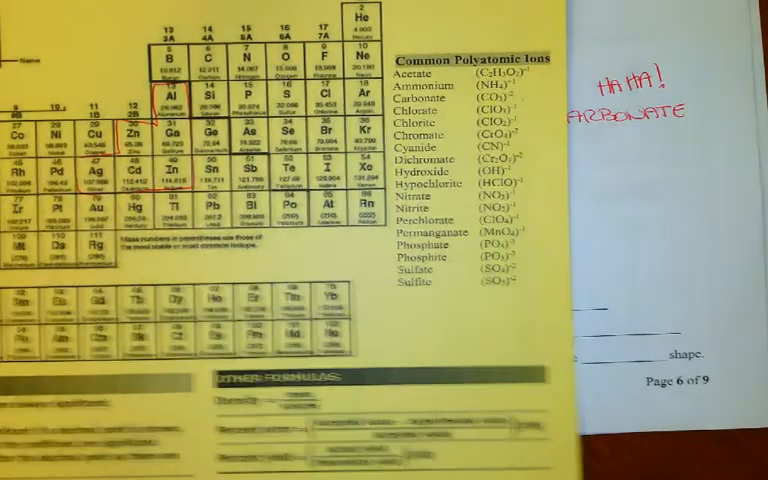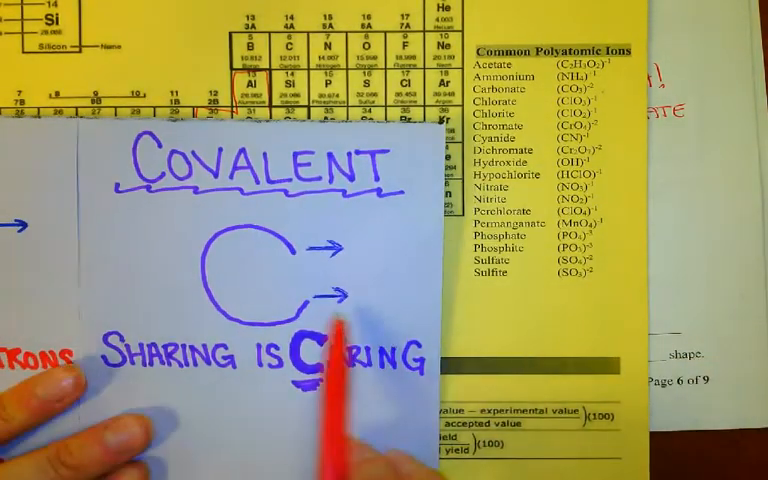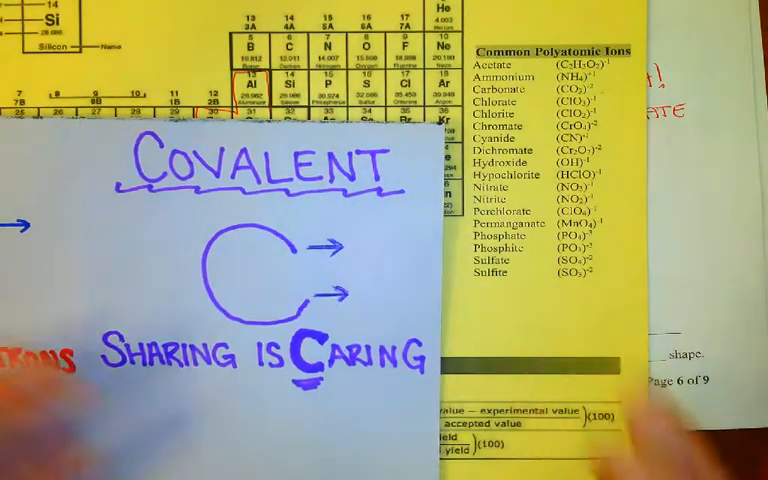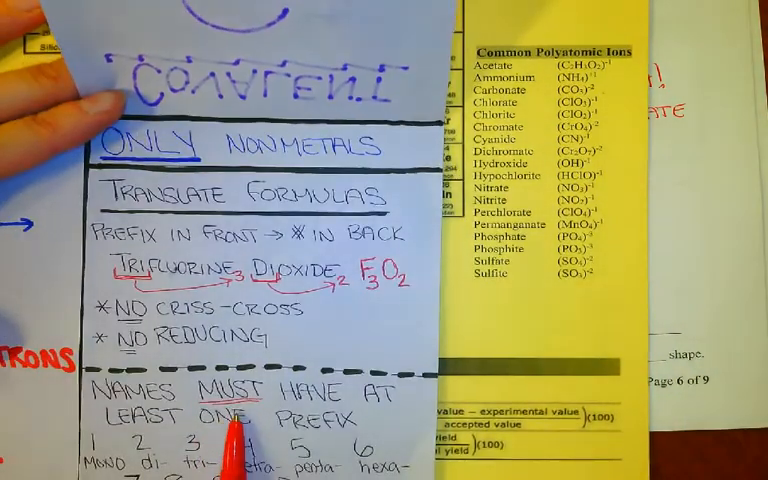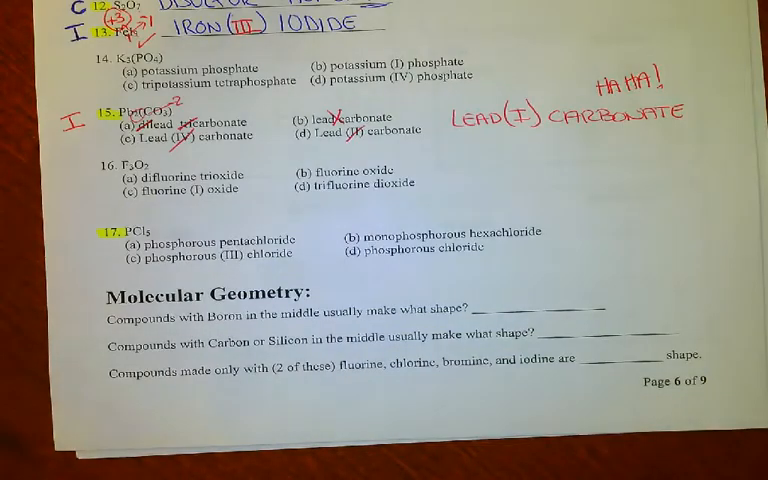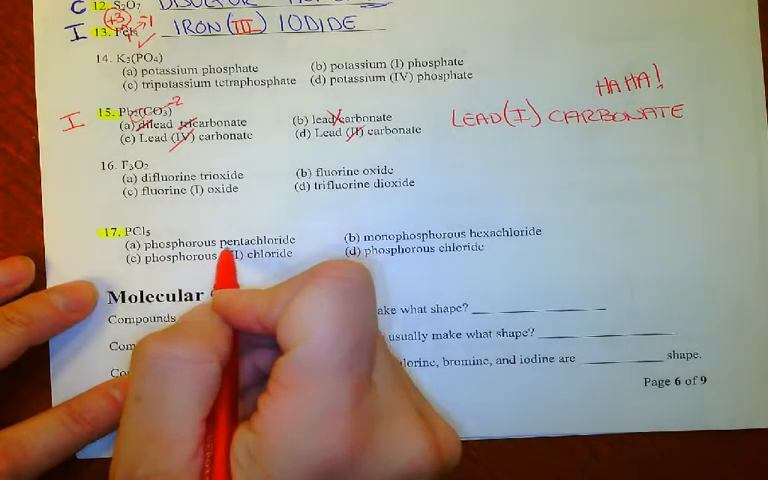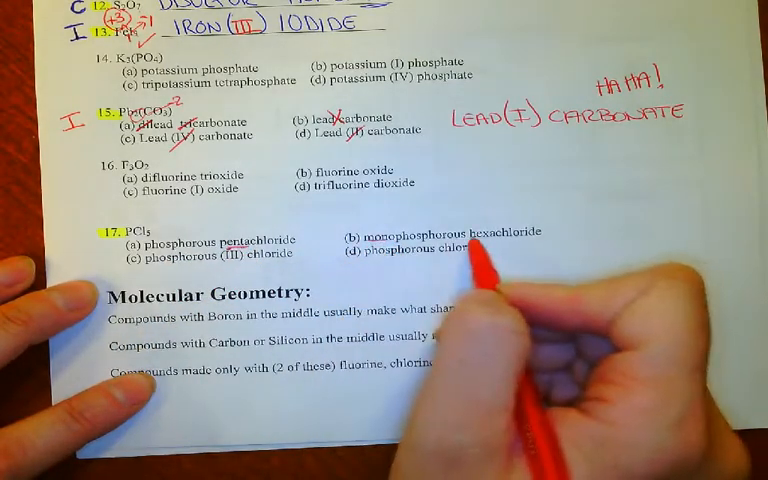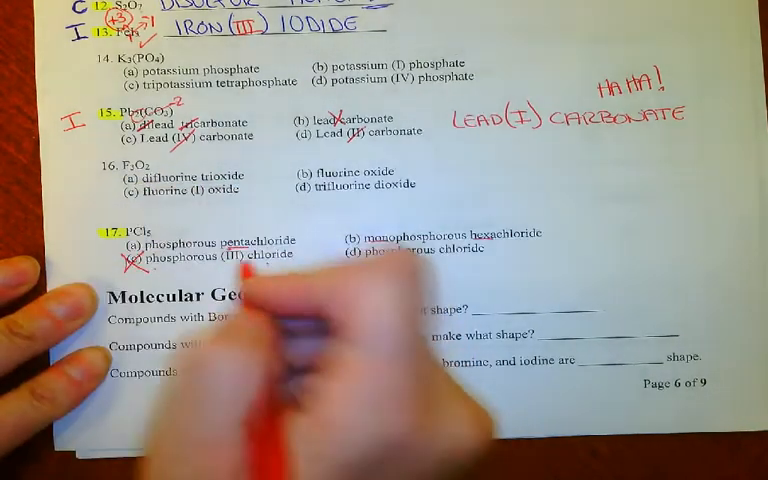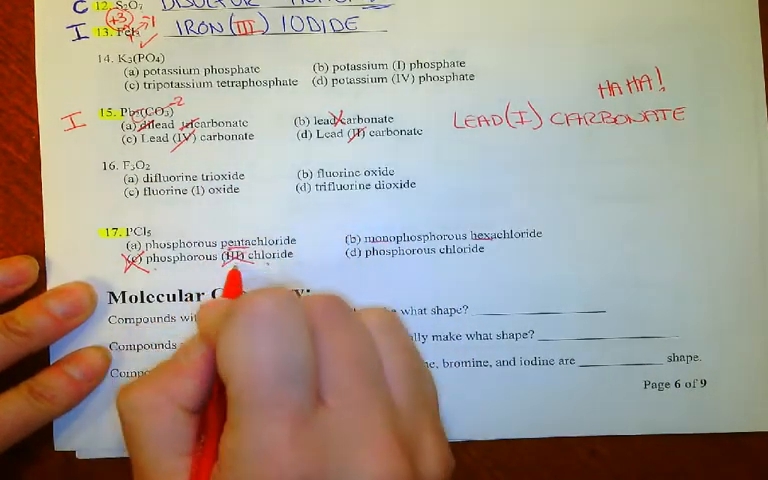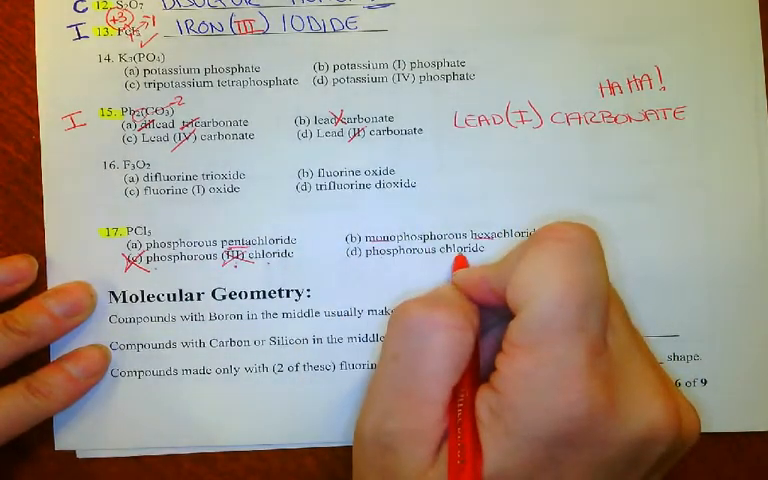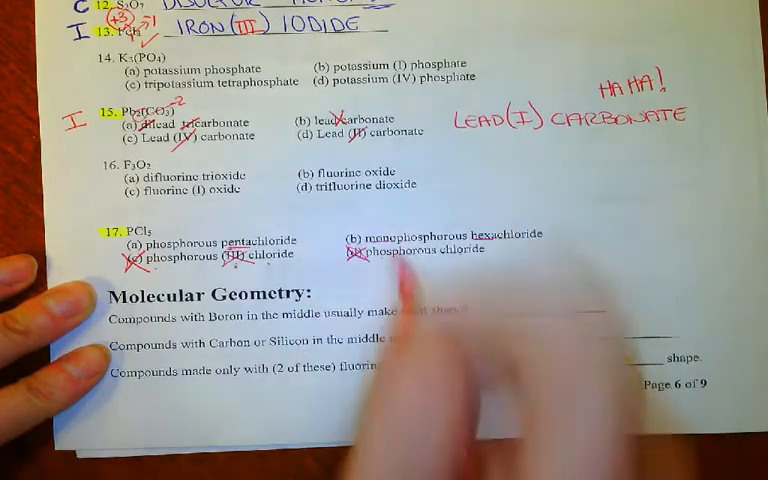Down here, do I use Roman numerals? Do I use prefixes? We're looking. Phosphorus and carbon are both on that side of the periodic table. So this is covalent. Okay, because they're both here. Covalent names must have at least one prefix. So I can go through and take out as garbage anything without a prefix. Penta's got a prefix, mono and hexa's prefix. Phosphorus 3-chloride, no. There's no prefixes and we don't use Roman numerals for covalent. Phosphorus chloride, no, because there are no prefixes.